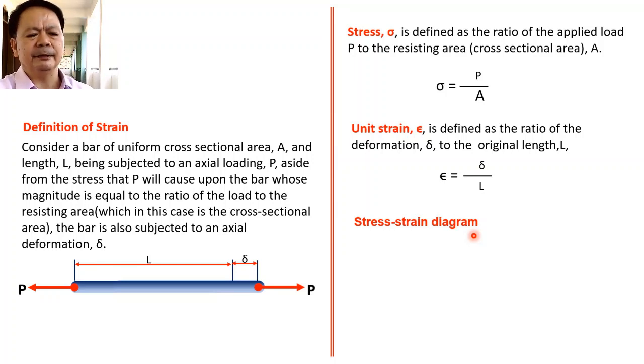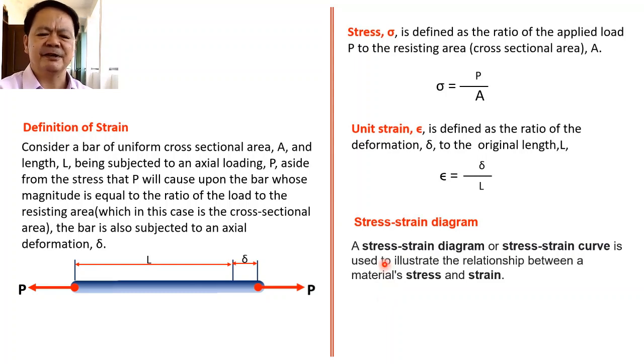Isa sa mga importanteng maunawaan natin ay ano ang relation ng stress at strain when a bar is subjected to an axial load P. And this can be viewed and illustrated by means of the stress-strain diagram. Ano ba itong stress-strain diagram? Ang stress-strain diagram daw ay isang curve that is used to illustrate the relationship between the material's stress and strain. Siyang ginagamit natin para ma-explain natin ano bang relationship mayroon ang stress and strain when the bar or the object is subjected to a load P.